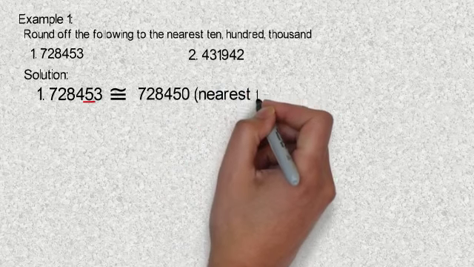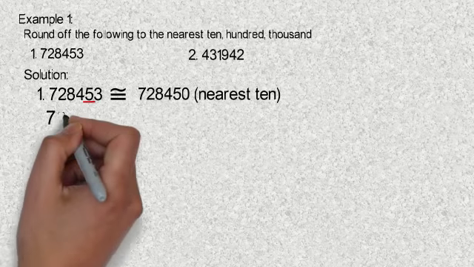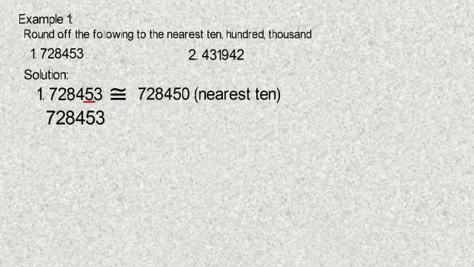So, the question says we should round it off to the nearest 100 too. So, how do I do this? I start from the right hand side too. So, my 3 is in the unit place value. My 5 is in the 10 place value. And the next value to it is what? 4, which is in the 100 place value. So, we are considering 4 now.